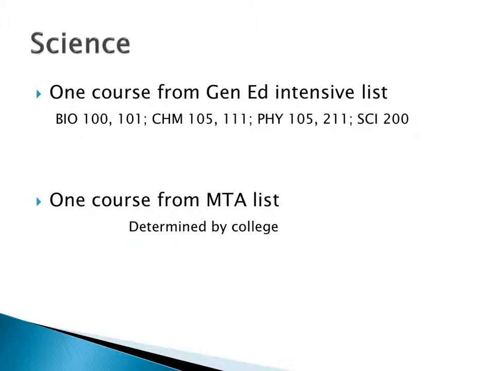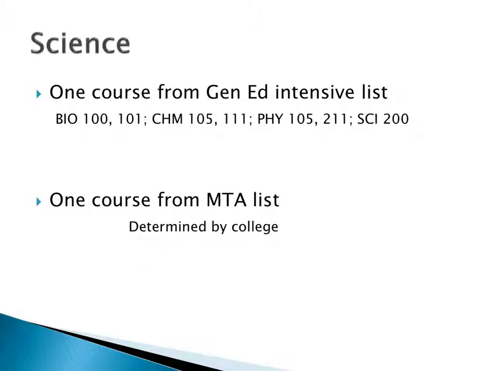Now, in the science, there are two other restrictions in the natural sciences that you should know of. The first is that the two courses you pick, one from the Gen Ed intensive list and one from the MTA list, must have different designators. So if the student takes Bio 100, then in the MTA list, what's going to count is a different designator. So they can't take Bio 100 and 101 and count them for the two courses. They'd have to take Bio up here and something like Chem or Physics or Geology or something of that nature in the MTA list.